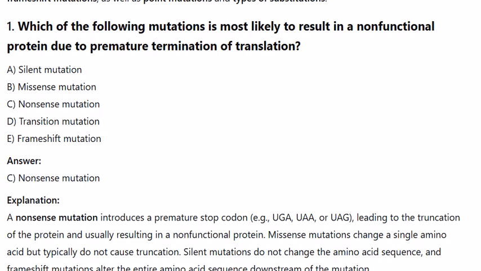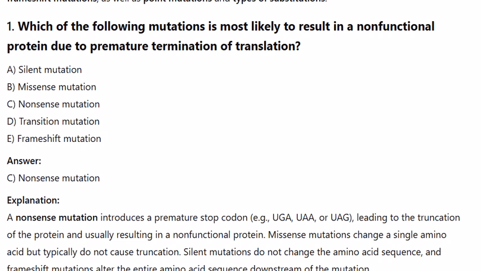1. Which of the following mutations is most likely to result in a non-functional protein due to premature termination of translation? A. Silent mutation, B. Missense mutation, C. Nonsense mutation, D. Transition mutation, E. Frameshift mutation. Answer C. Nonsense mutation. Explanation.